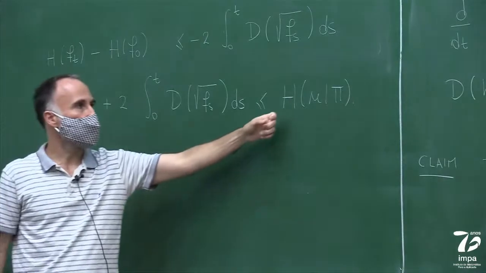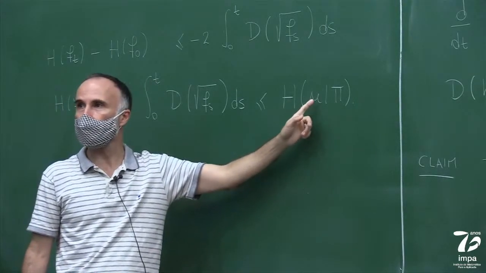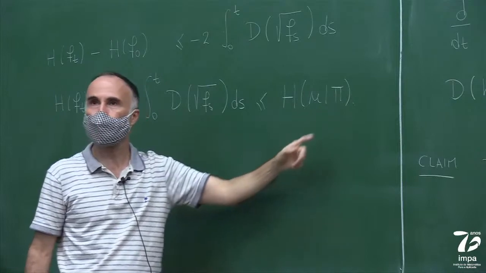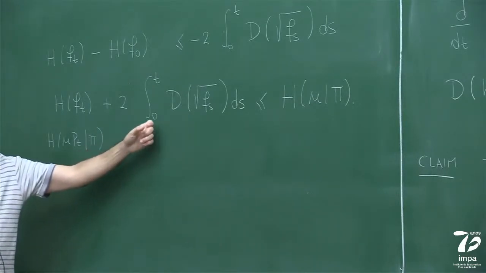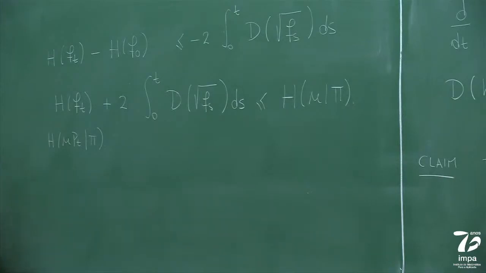Well, if you can estimate the entropy of the initial state with respect to the stationary state, then you have a bound of the relative entropy of the state at time t with respect to the stationary state, but also a bound on the Dirichlet form of square root of f. And these two pieces of information will be very important. And this is for free. I mean, this is absolutely general. For any Markov chain, you have these bounds.